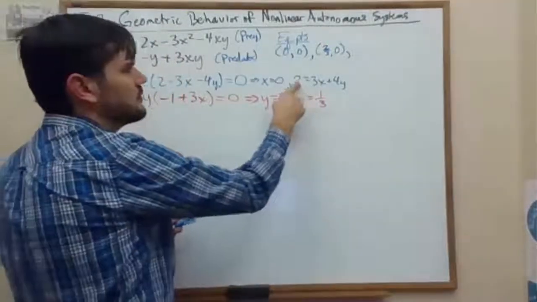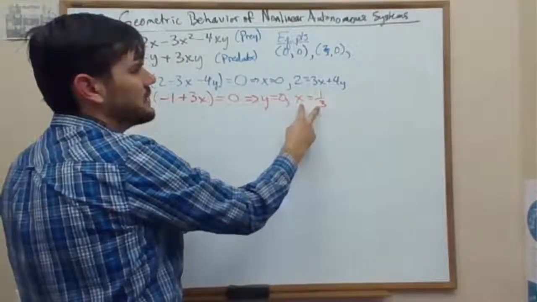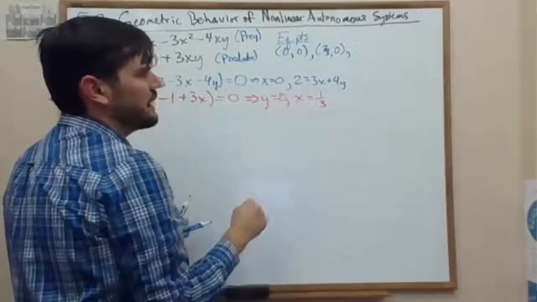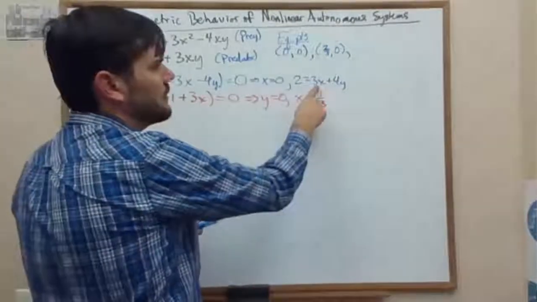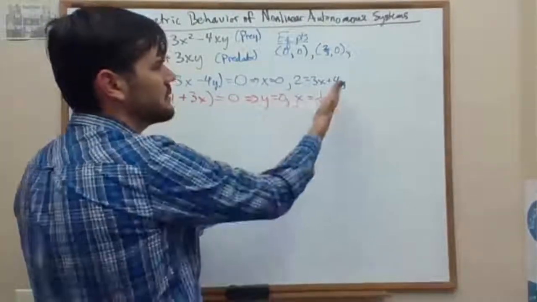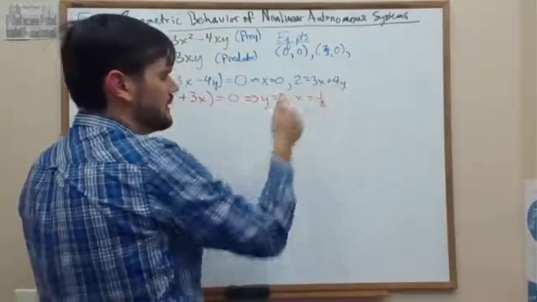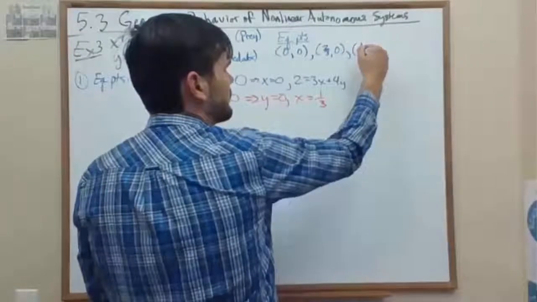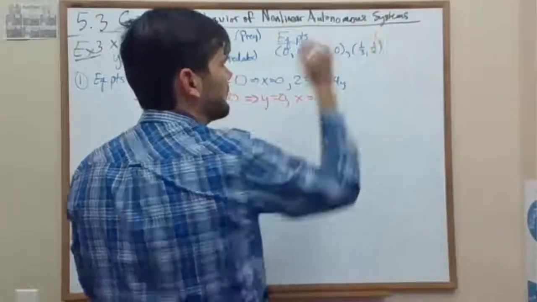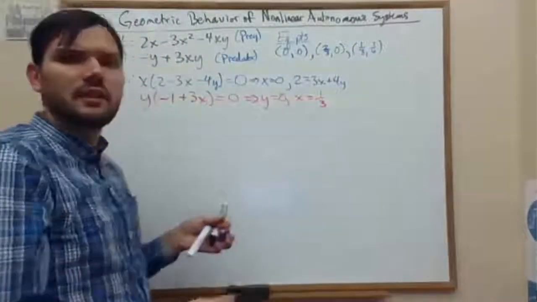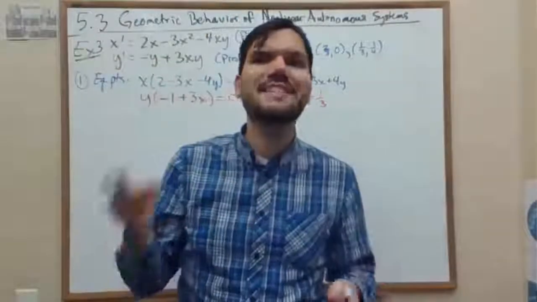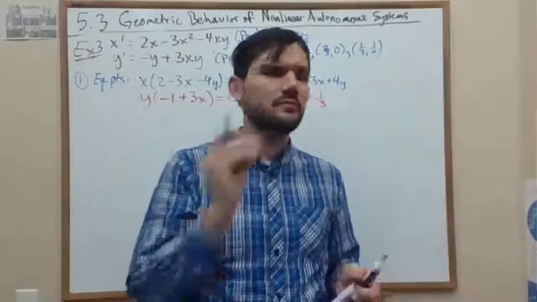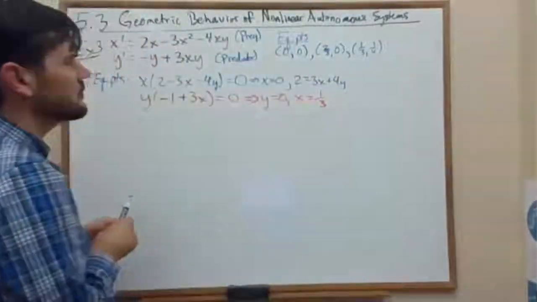And then we look at x equals 1/3 and that condition. Here we have 3 times 1/3 is 1, so we subtract 1 to give us 1 there, and then divide by 4. So there are the three equilibrium points. Those are the only points that don't move globally.